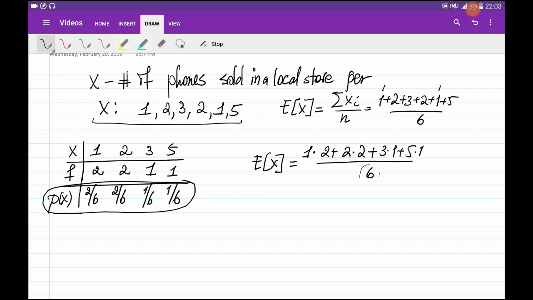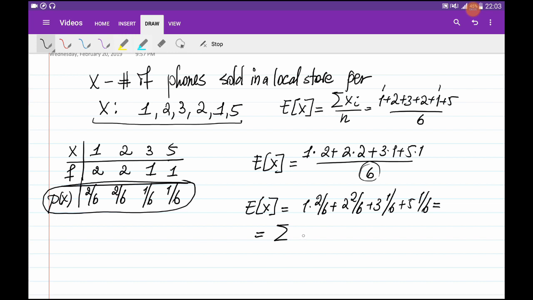by dividing every term by the 6, I can get another formula for the expectation of x, which is 1 multiplied by 2 over 6 plus 2 multiplied by 2 over 6 plus 3 multiplied by 1 over 6 plus 5 multiplied by 1 over 6, which can be written as the summation of every output multiplied by its probability. So basically x_i multiplied by p of x_i, and their sum, i from 1 to n, where n is the number of different possible outputs of this random variable.